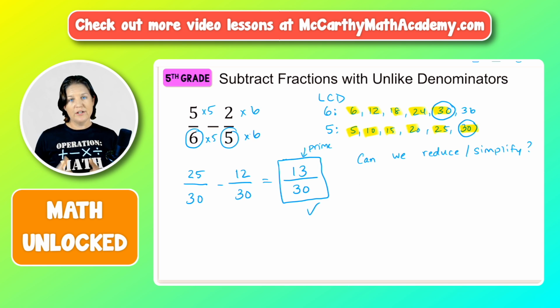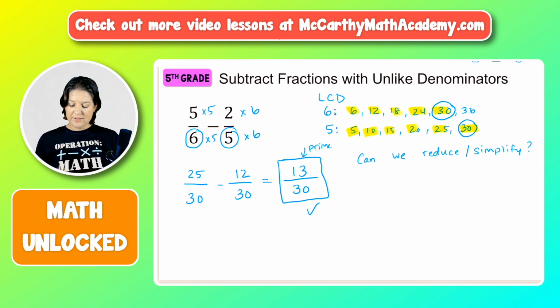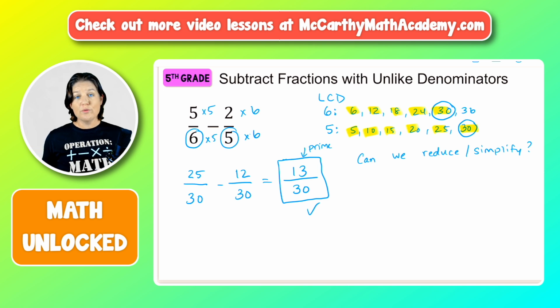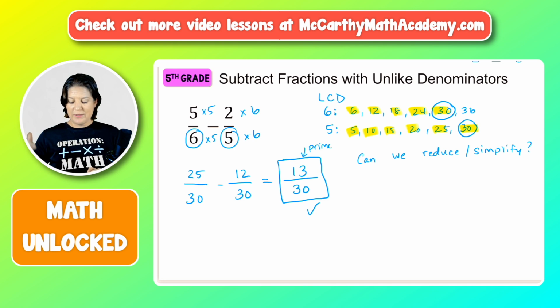For the first fraction, we can multiply the numerator and the denominator by 5. For the second fraction, multiply the denominator and the numerator by 6, then subtract them. You just use subtraction in the numerator, and the denominator slides across, and we get 13/30ths.